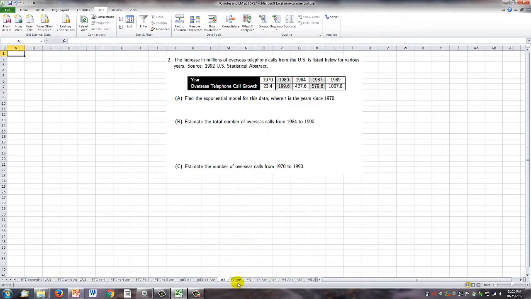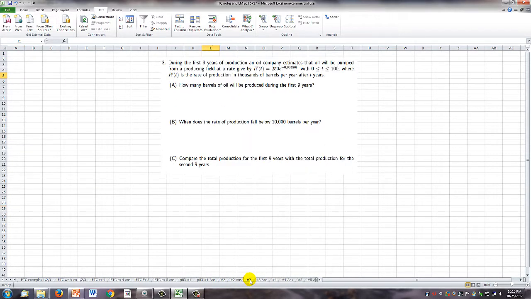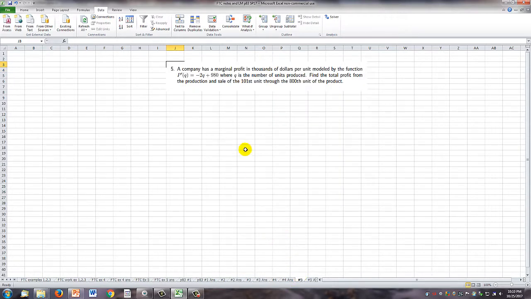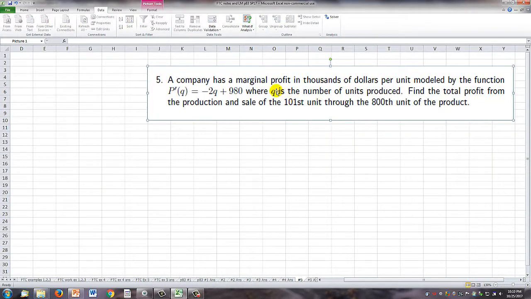Okay, this one says find a model. I've done that one. You can try that if you want. Now let's see. This is another e function. This one is an actual find the actual area, so I'm going to skip that one. Alright, this is the last one we'll do together.